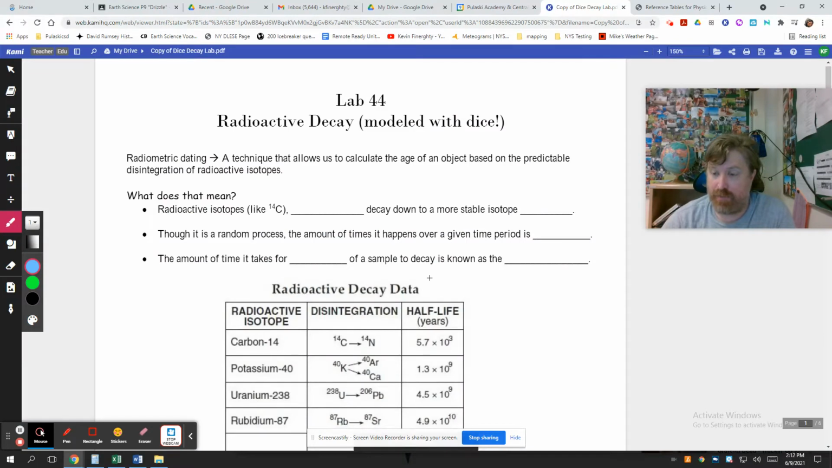How have we done it? How have we gone back? What is within the rock that will let us know how old that rock is? And it's a little complicated, so hang in there.